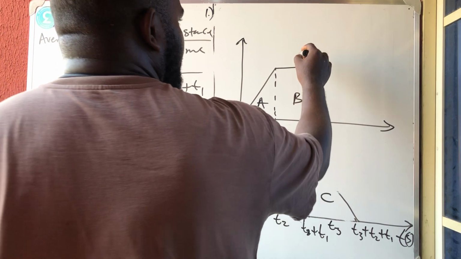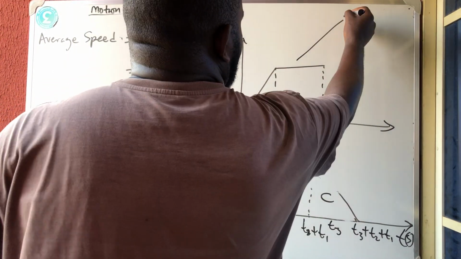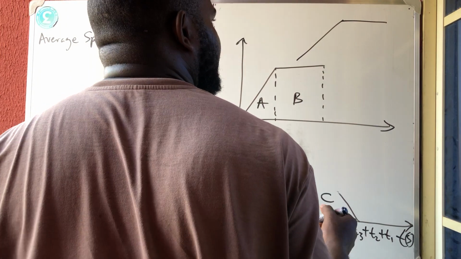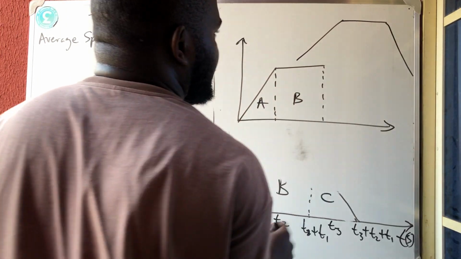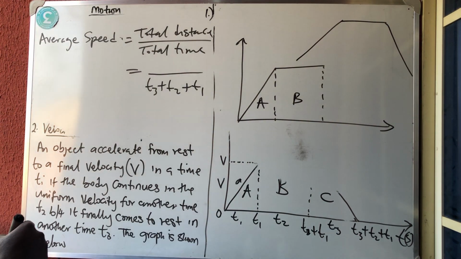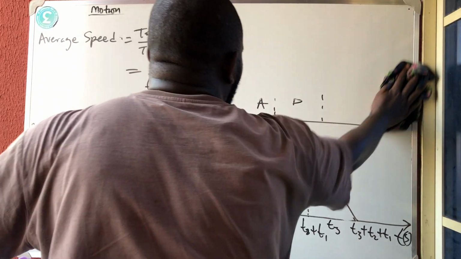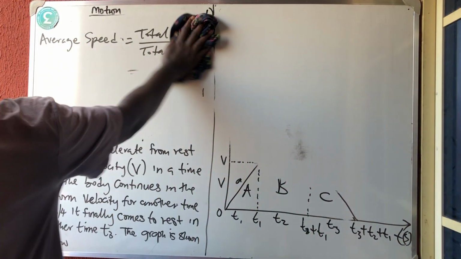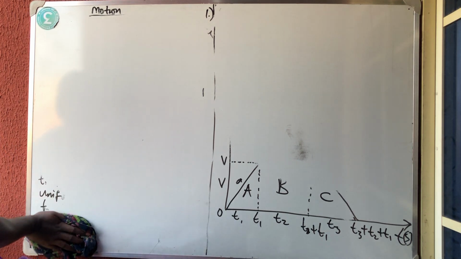Whenever you hear acceleration, move up. If you hear constant velocity or uniform velocity, move on a straight line. If you hear retardation or brought to rest or deceleration, you bring it down to rest. These are the only things you need to know for this velocity time graph. So what we are going to do is solve different patterns of questions on velocity time graph for you to understand it very well.